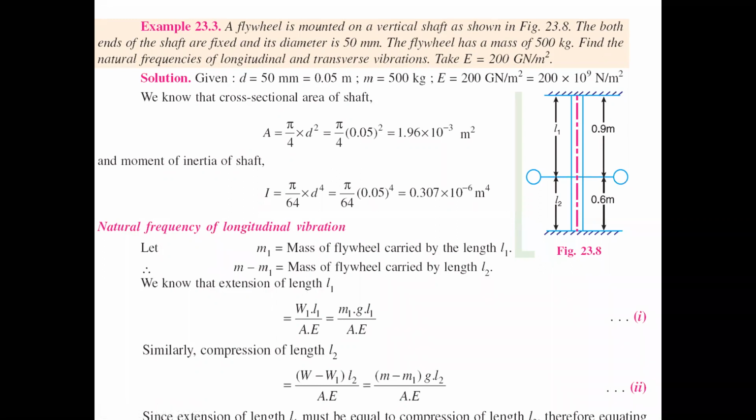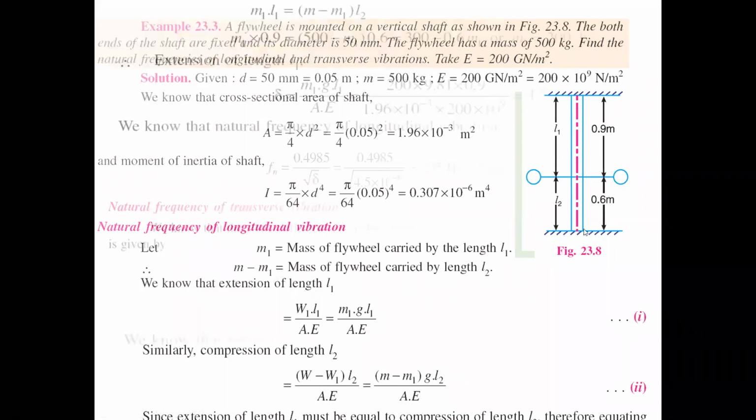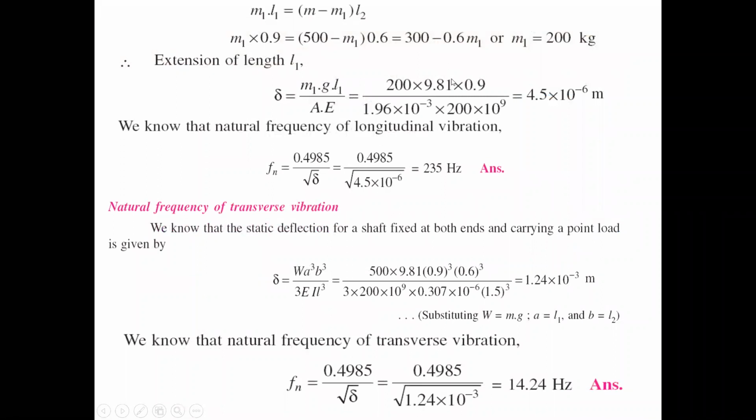Why? Because both sides are fixed here, so equation 1 and equation 2 are equal. Equating equation 1 and equation 2, we get m1 l equals (m minus m1) into l2. That term is only remaining.